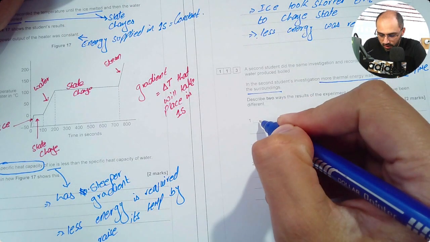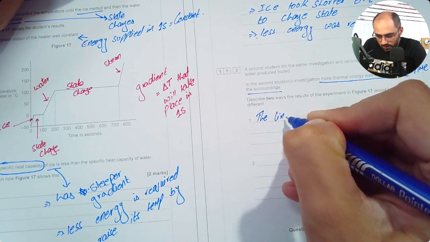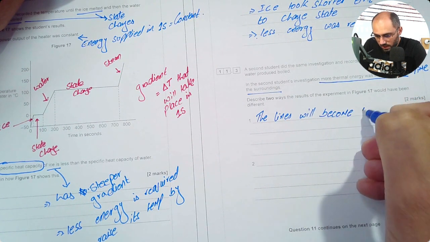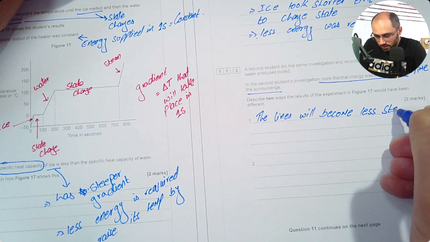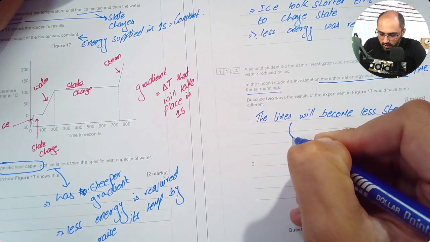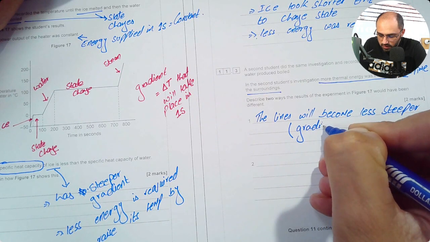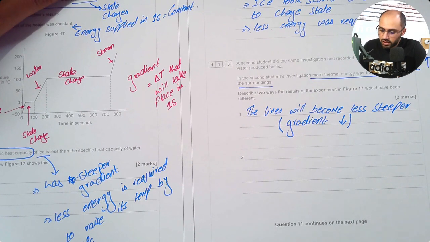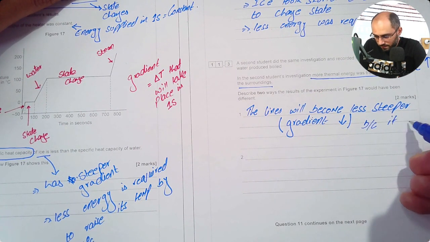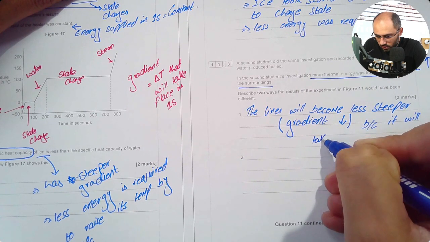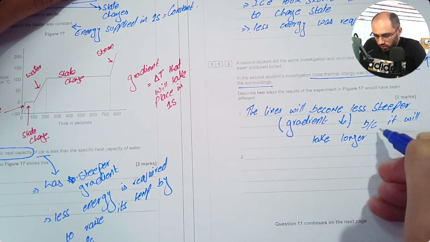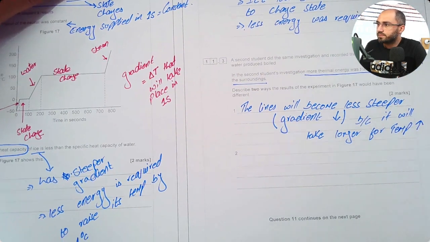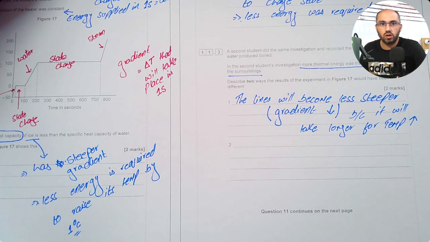So we can say the lines will become less steeper. In other words, I can say gradient will go down for all sections. And this is because it will take longer for temperature to increase.